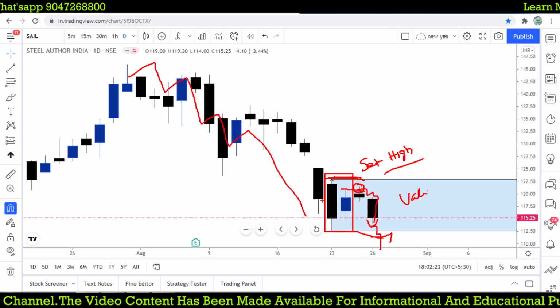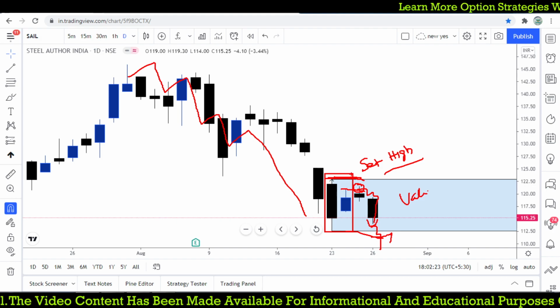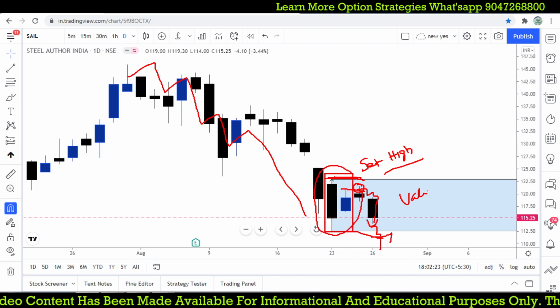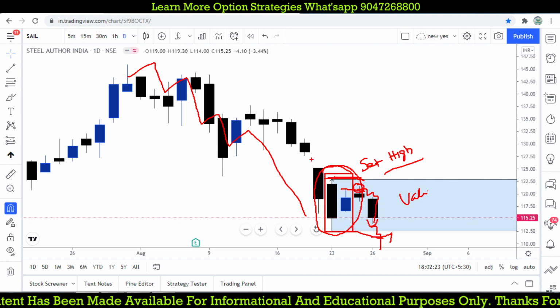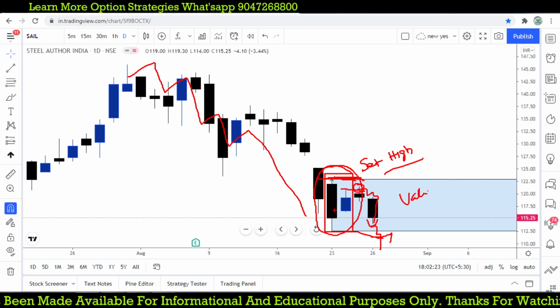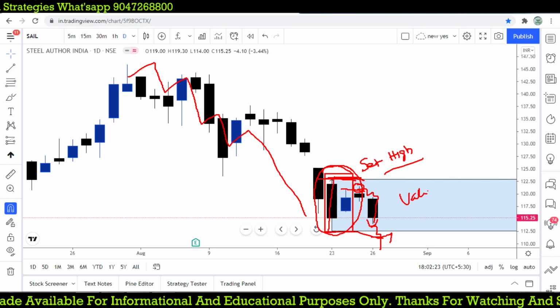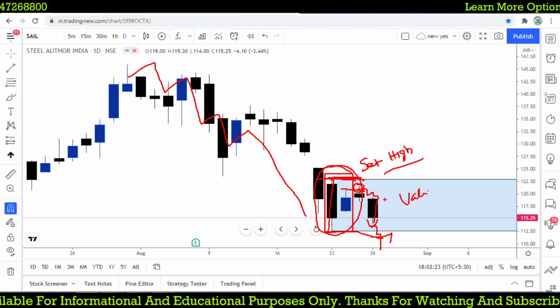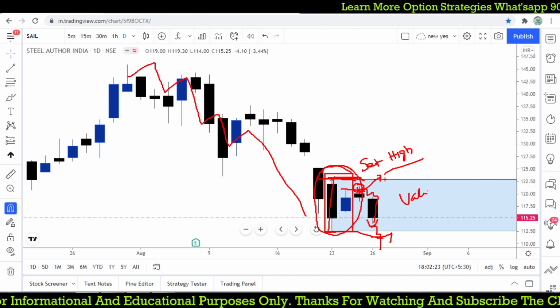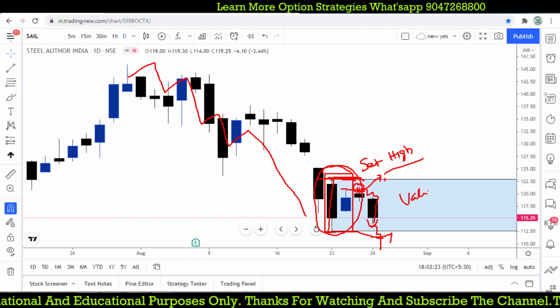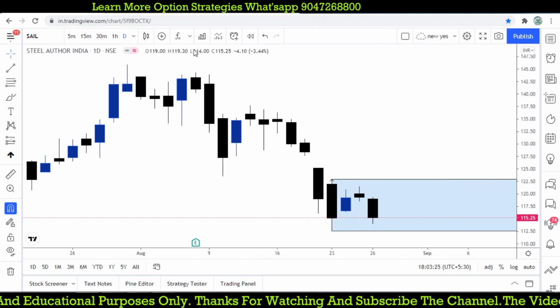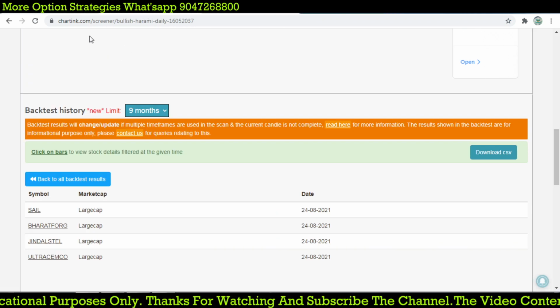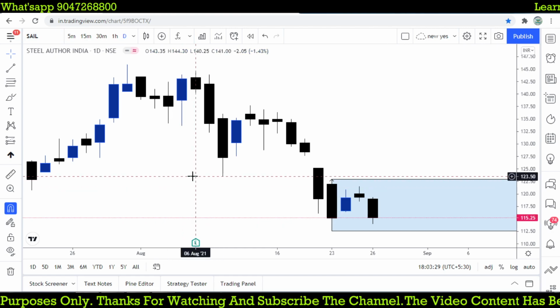The previous trend is down, and today this pattern forms at the lowest level of the market, where the possibility of a reversal is high, and the stop loss for the trade is a little bit higher. But whenever it breaks above that level, surely it will give you profit. So that is in Vedanta, and the second one is Bharat Forge, Jindal Steel.